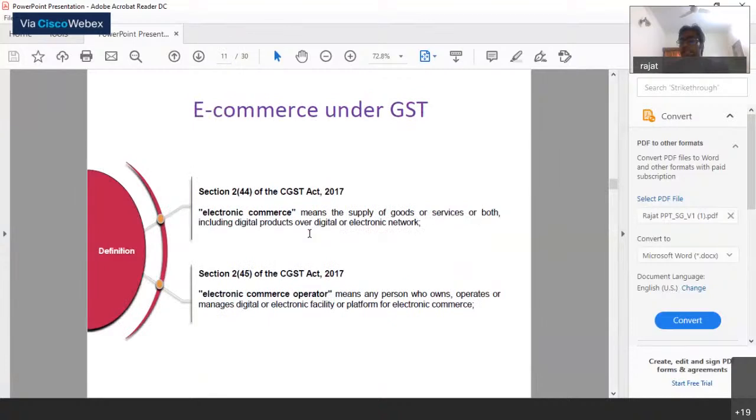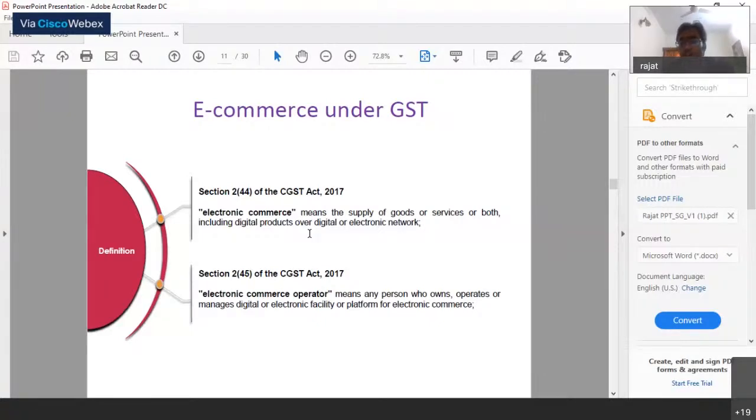Now, coming to the broader theme of today's discussion, e-commerce under GST. What is the concept of e-commerce under GST, and who is an electronic commerce operator? Electronic commerce under the GST is defined under section 2 clause 44 to mean the supply of goods or services or both, including digital products over digital or electronic network. An e-commerce operator is a person who owns, operates or manages a digital or electronic facility or platform for electronic commerce.